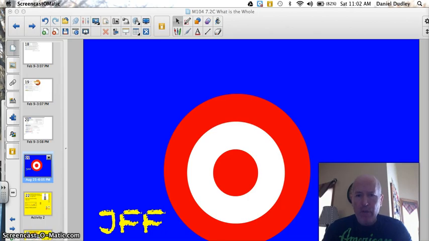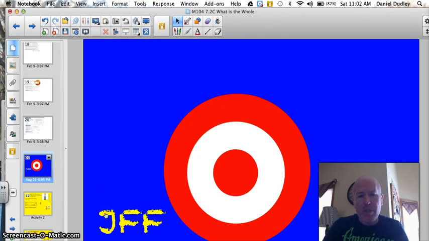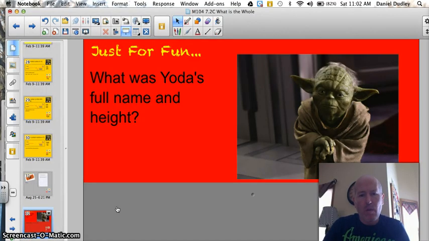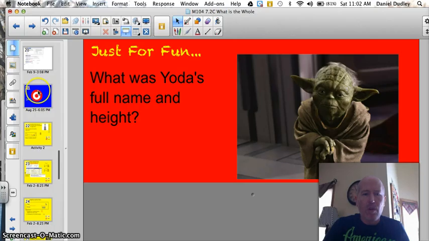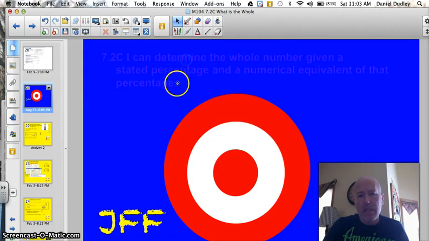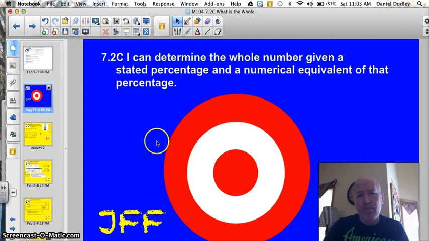Tonight we're going to work out finding the whole number given a part of it and an equivalent percentage. But first, let's get to the Star Wars trivia question of the day: what was Yoda's full name? And do you have any idea how tall he was? We'll get that answer and much, much more as we move through tonight's lesson. Officially, our target tonight is 7.2c. I can determine the whole number given a stated percentage and a numerical equivalent of that percentage.